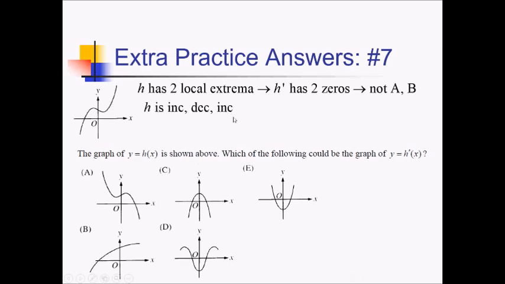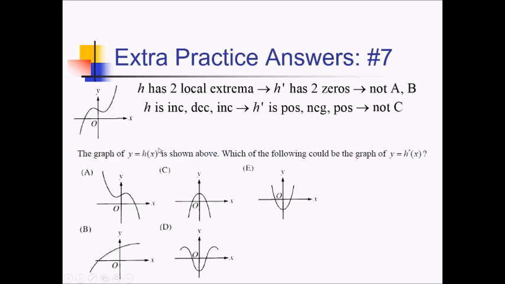That means that h prime must be going from positive to negative to positive. So taking a look at our remaining choices here, choice C starts negative. It goes negative, positive, negative. So C definitely is out of the running. D goes positive, negative, positive, so that's okay. E is also positive, negative, positive, so it's down to D and E.